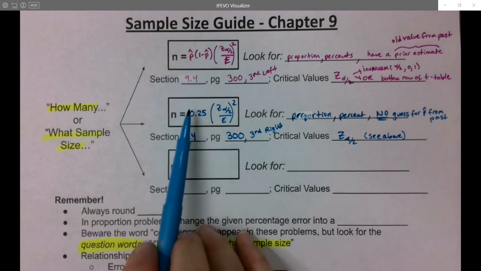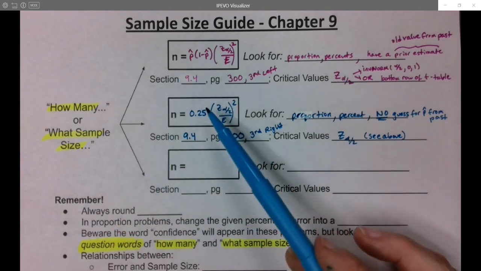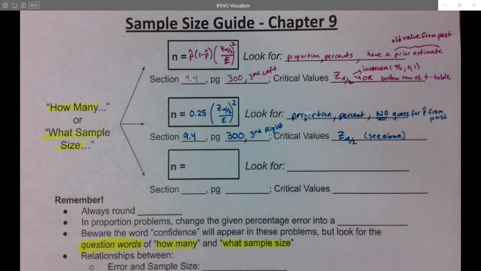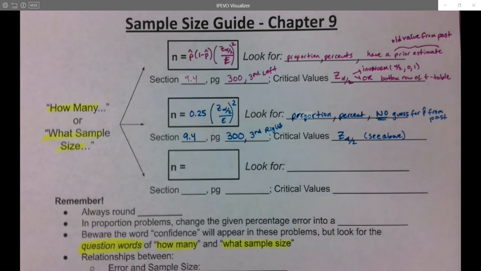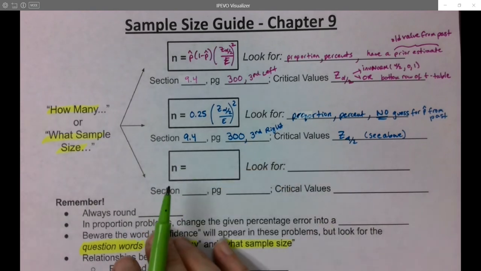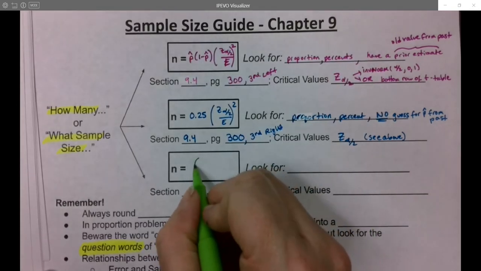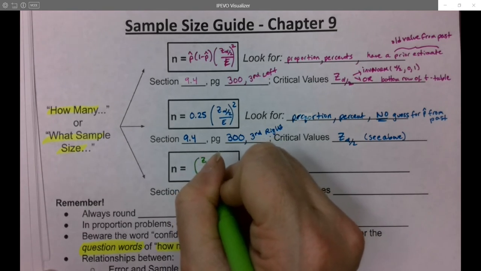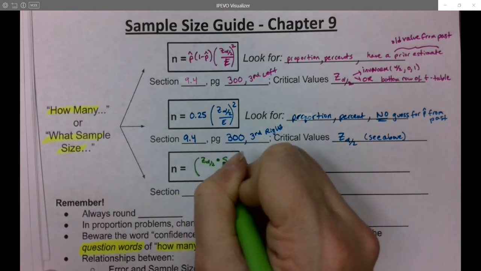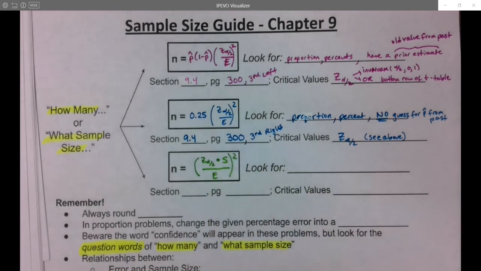Next. Okay, so these two are very similar. They're talking about proportions or percents. It's just a question of, do I have an old guess or don't I? But what if it's something else entirely? There's only one that works like this. And I wrote it differently in the notes as opposed to in this. They both work, but realize there's a multiplication in there. So it's z alpha over 2 times s over the error, squared.